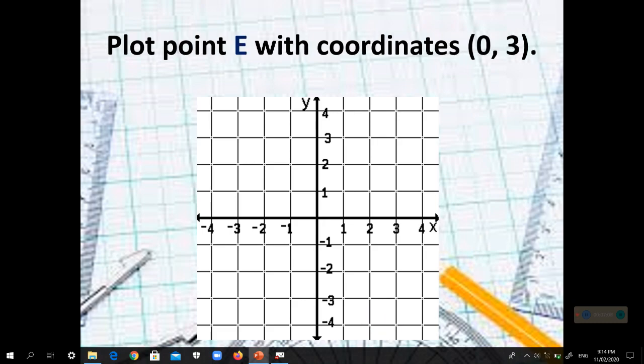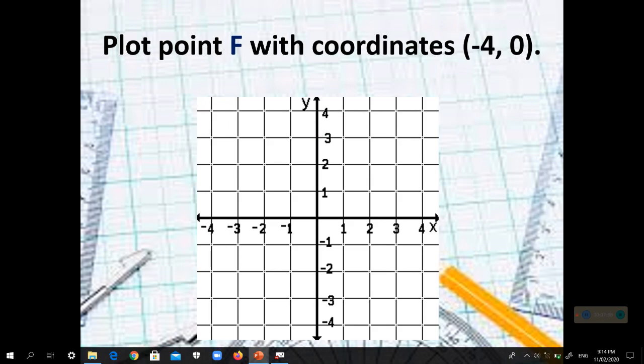And last, let us have point E with coordinates 0, 3. So this time, our x is 0, but our y is 3. Yes, you are going to plot that in the y-axis. And since our y is positive, this is the place of our 0, 3, which is point E. Okay, so I hope it is clear to you. Is there any question? So that is how you are going to plot points.